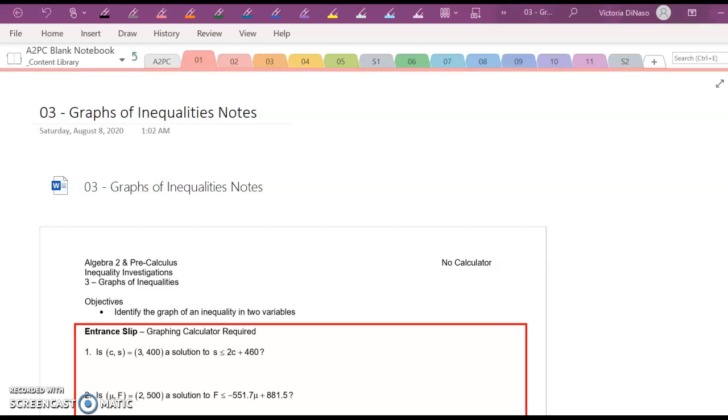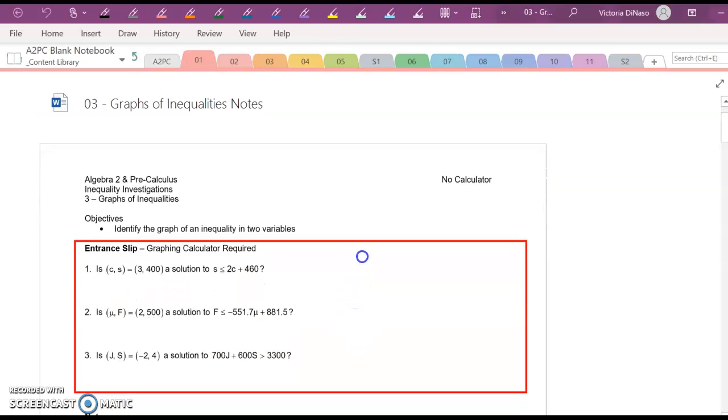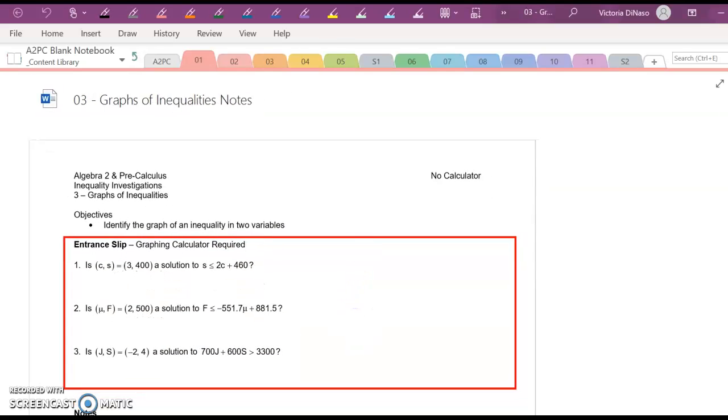Today we're going to begin section 3, graphs of inequalities. We're going to identify the graph of an inequality given the two different variables. In our exit slip, this is the only problem where a graphing calculator is required. You can pause the video to solve, and this is a review from section 1.